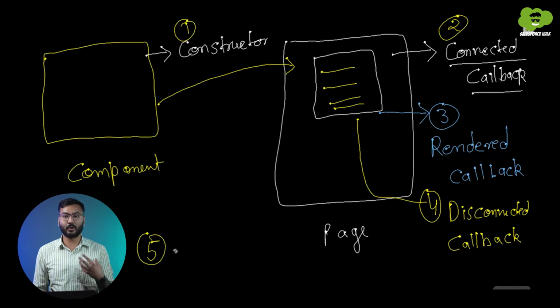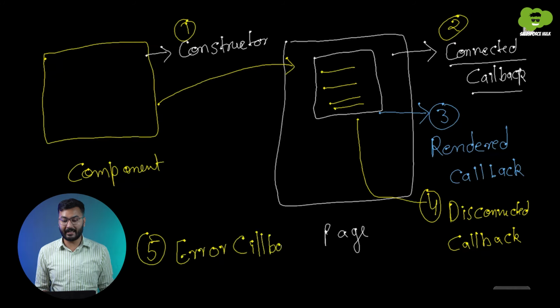And the fifth and last hook will be what? errorCallback. That we'll talk about in an example, because errorCallback is the stage or the method which will get called whenever there is an error while loading the component. It will always be on the child side. So we'll discuss it whenever we do it practically.